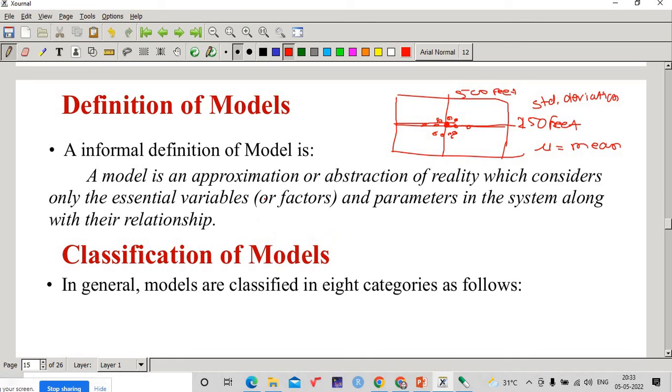Coming to next, definition of model. A formal definition is given over here. Please go through that कि model क्या होता है. It's an approximation or abstraction of the reality which considers only the essential variables. Important variables को ही या factors को ही वो consider करेगा model हमारा. And the parameters, if required, in the system along with the relationships obviously.